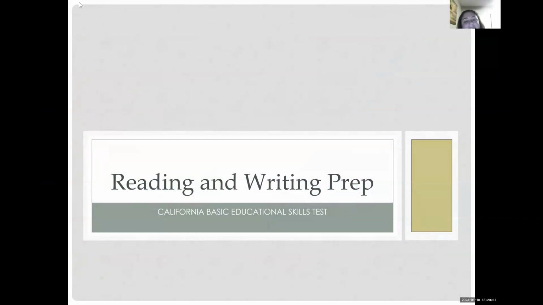This is reading and writing prep for the California Basic Educational Skills Test. I know Jane had all of you introduce yourselves and talk about why you wanted to be a teacher and what grade level you might want to teach. So just really quickly, my name is Lisa Shibazian. I am an adjunct instructor in English at ABC, and I'm also a high school teacher, English 11 and creative writing for the high school district. I teach at Desert Winds High School. This is my 23rd year of teaching.